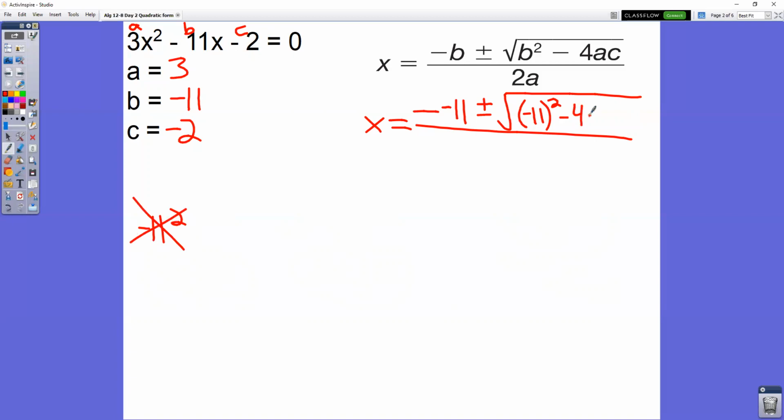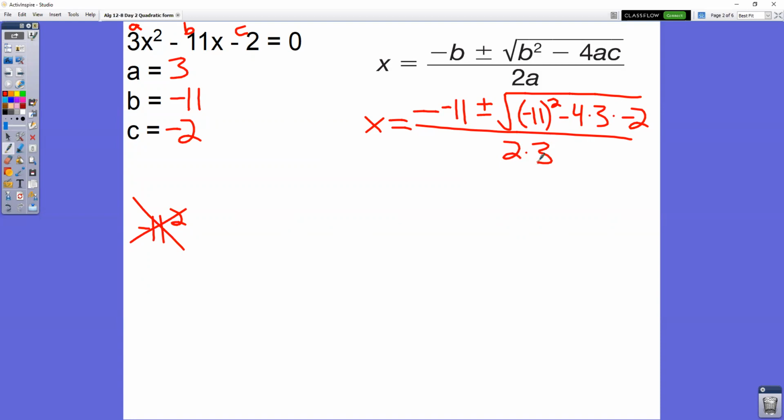Minus 4 times our A term, which is 3, times our C term, which is negative 2. Divided by 2a, 2 times a, so 2 times 3. The first thing that you're going to have to do on your homework today is sub in those numbers. Now, when you go to solve it, we're going to put these into simplest radical form.